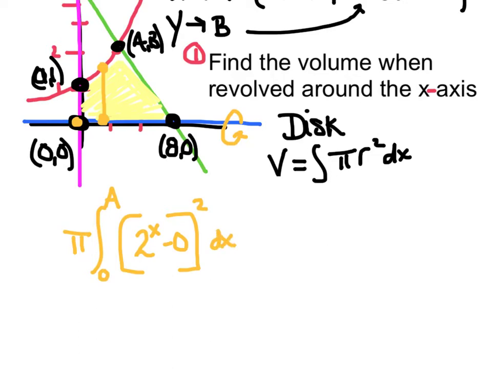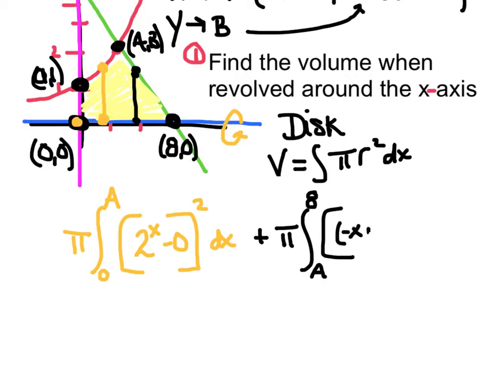Now I have to add on another integral. This time, I'll put my line in black here, my slice. I'm going to pick that up from a and go until I get to 8. And again, upper minus lower. The upper is on the green line, which is negative x plus 8, minus the lower, which happens to be 0. You don't really need to say that. And it's that chunk squared dx.